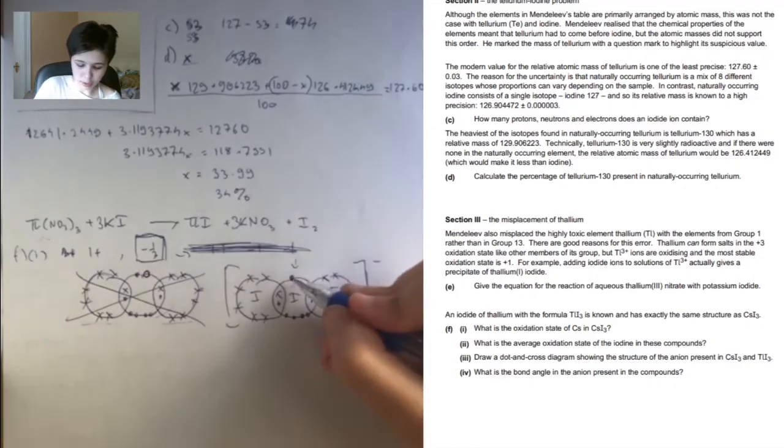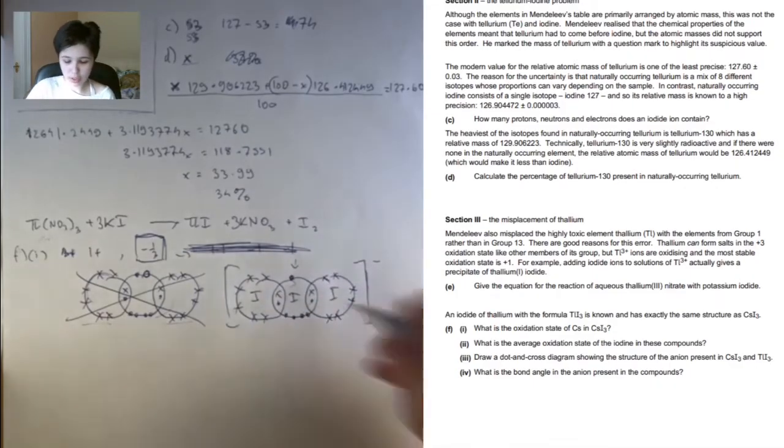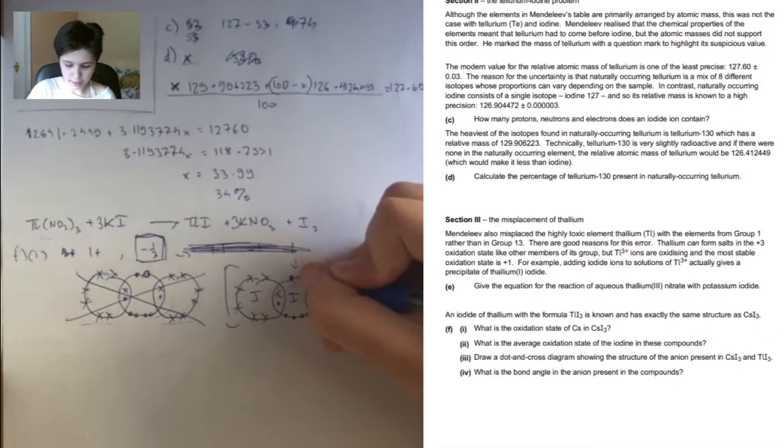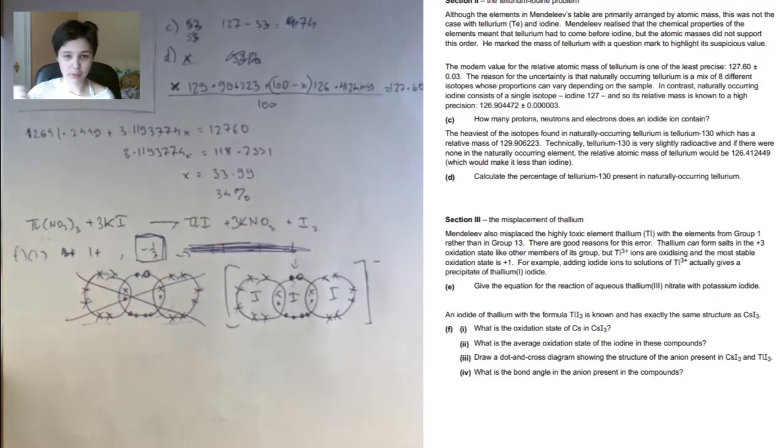As in of its own electrons. It's supposed to have 7 of its own electrons. This gives 1 lone electron, so that's why we'll put the extra electron at the end. The average oxides and the bond angle in the anion present in the compounds.